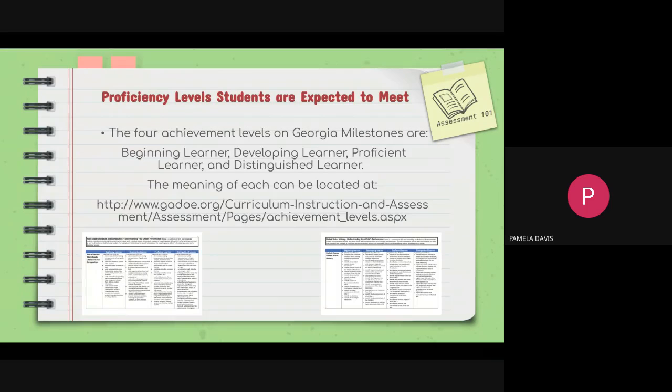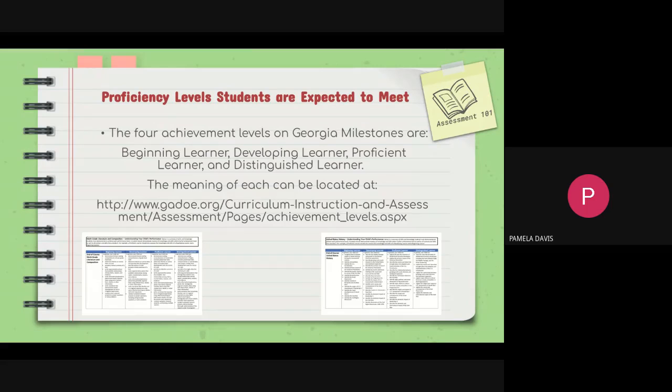If your scores came back and they were in developing, as a developing learner, it would demonstrate partial proficiency in the knowledge and skills of that particular content. Their score would range between 68 and 79.